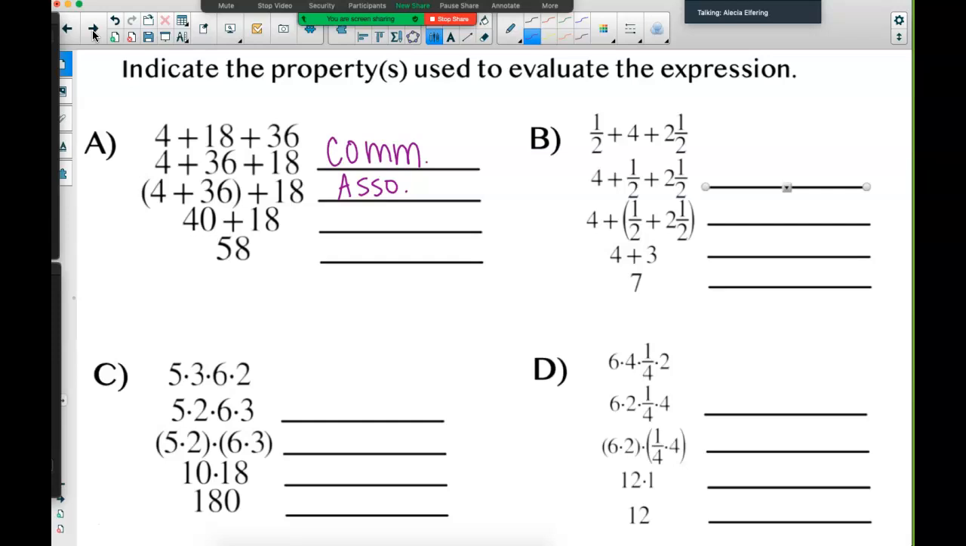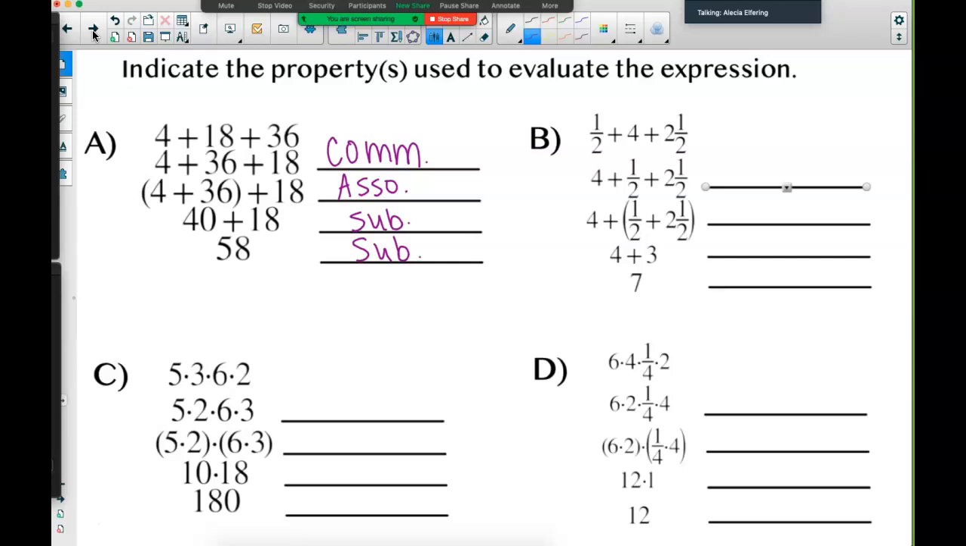4 plus 36 is 40, so I replaced that with 40. What property is that? Substitution. And then 40 plus 18 is 58. What property is that? Substitution. Well, that's very easy. All you have to do is pick those properties.